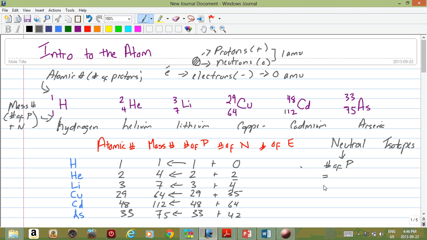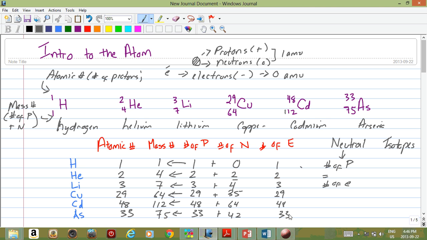Now, when these atoms are neutral, neutral means that the number of protons is equal to the number of electrons. If it's not, then it's an ion, and we'll deal with that next tutorial. So in this case, the number of electrons of a neutral hydrogen atom is 1. Helium would be 2, neutral lithium 3, neutral copper 29, neutral cadmium 48, and arsenic, neutral, 33.